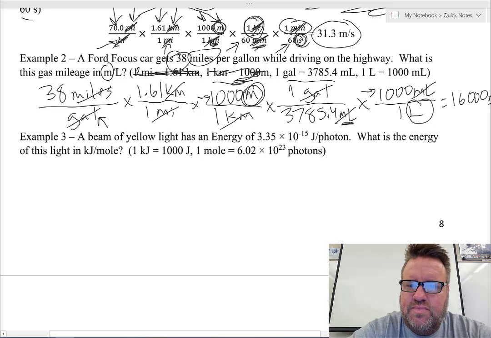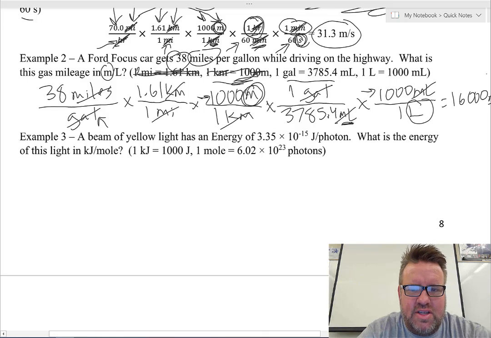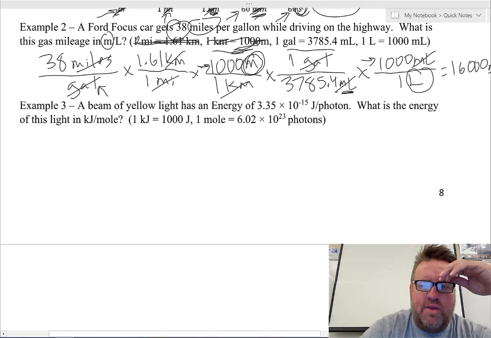Okay. And again, that does kind of make sense because with 16,000 meters, a meter is much, much shorter than a mile, so that does actually make sense. Okay, one more example here, and then we'll be done.